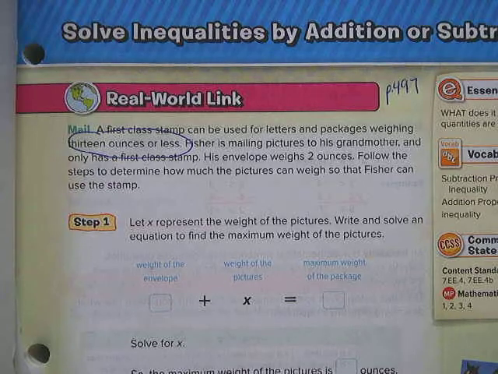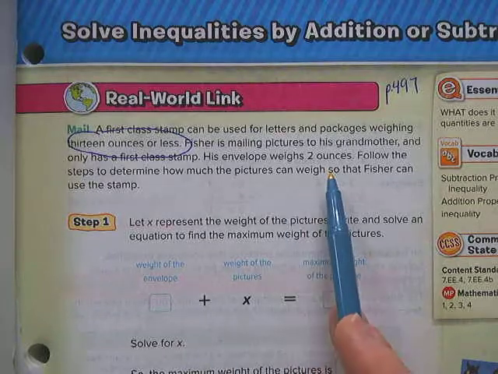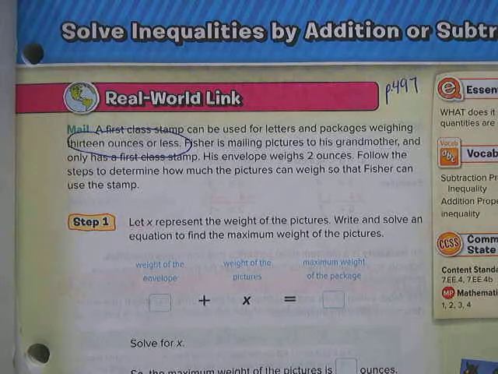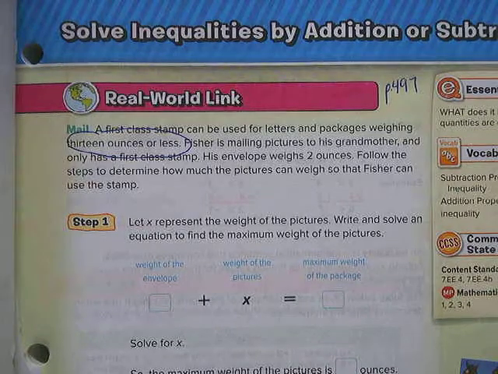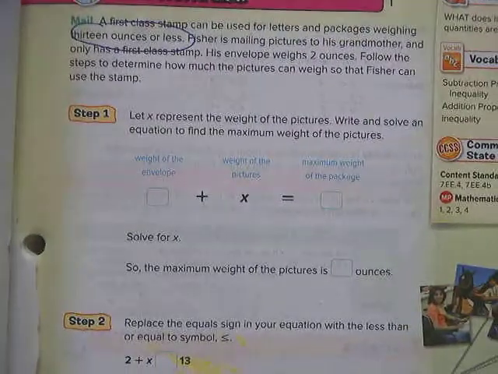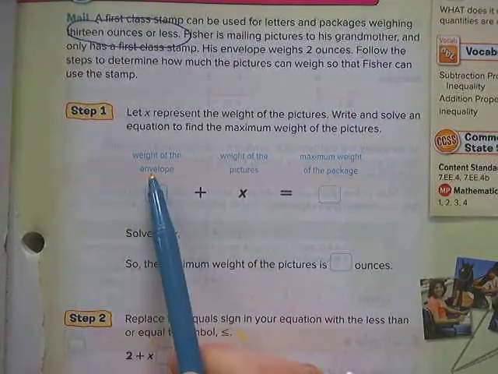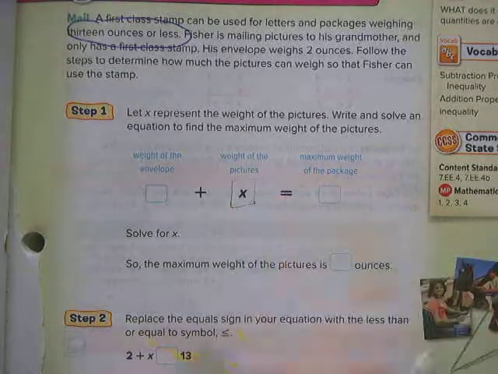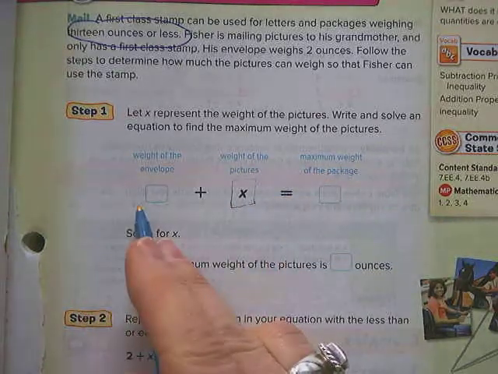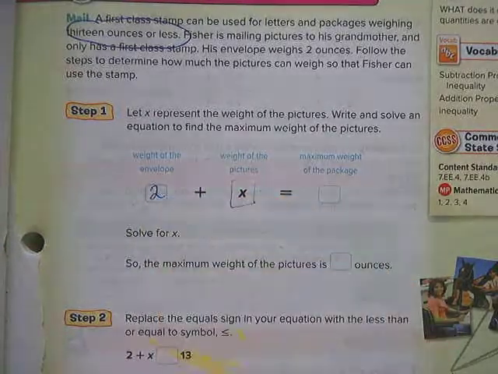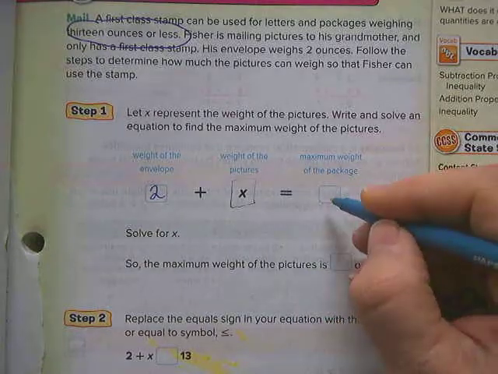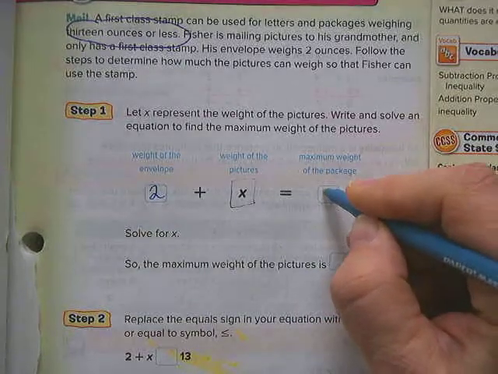Fisher is mailing pictures to his grandmother and only has a first-class stamp. His envelope weighs 2 ounces. Follow the steps to determine how much the pictures can weigh so that Fisher can use the stamp. So we set up this model. We've got the weight of the envelope plus the weight of the pictures. And the weight of the pictures is what we don't know. So that's our unknown. Well, we do know that the envelope weighs 2 ounces. And the maximum weight the package can be is 13.